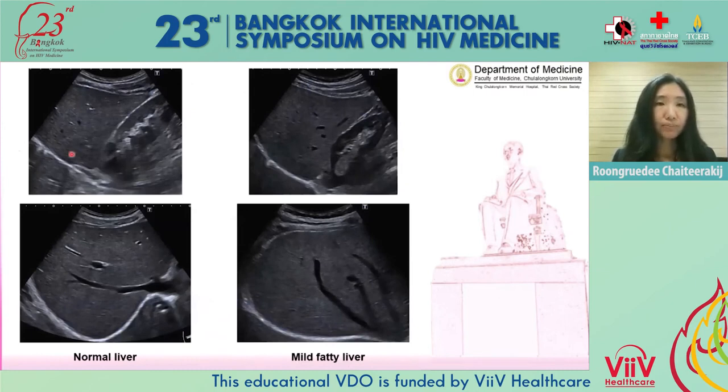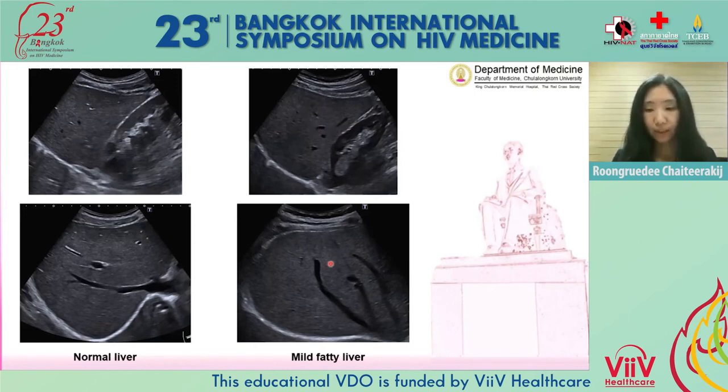This slide shows the image of fatty liver. This is the liver and this is the kidney from the ultrasound. In a normal liver, the echogenicity of the liver is very similar to the renal cortex. When fatty liver occurs, the liver has increased echogenicity compared to the renal cortex. So the renal cortex seems to be darker and the hepatic parenchyma seems to be brighter.